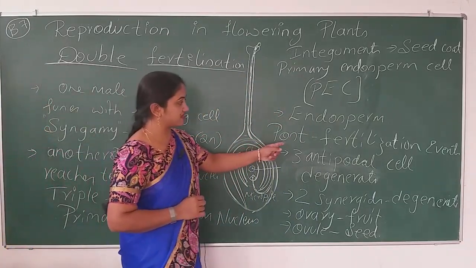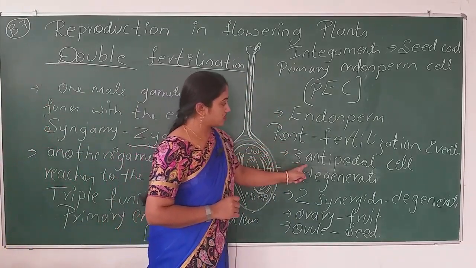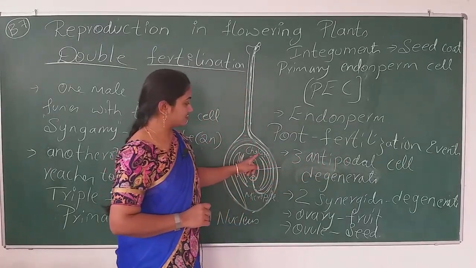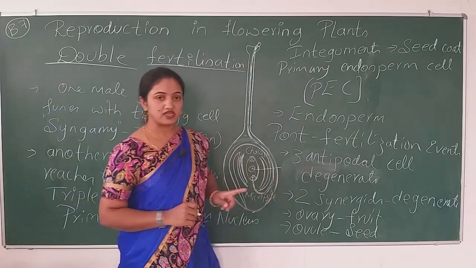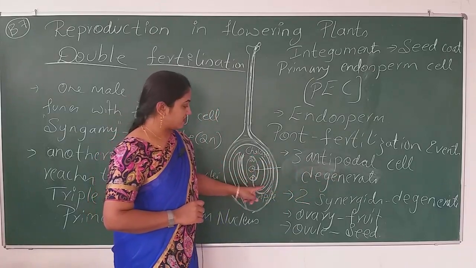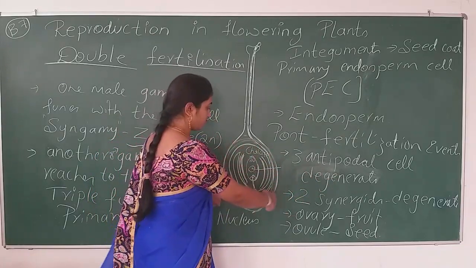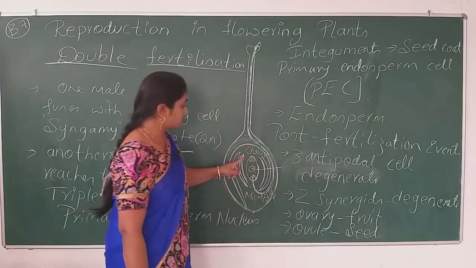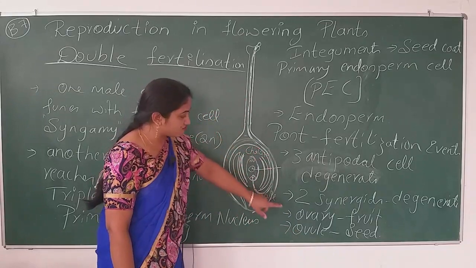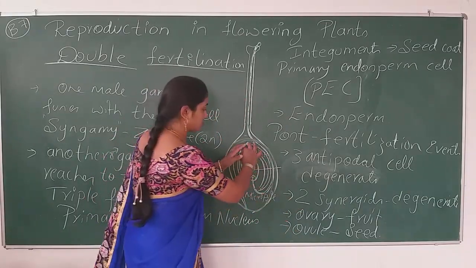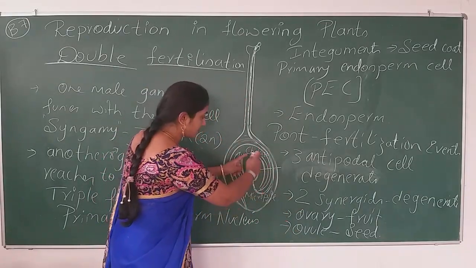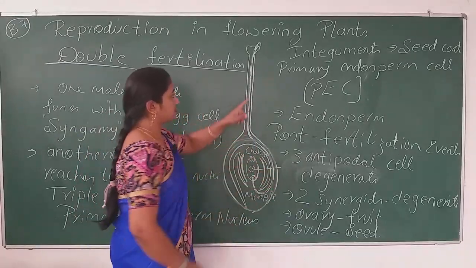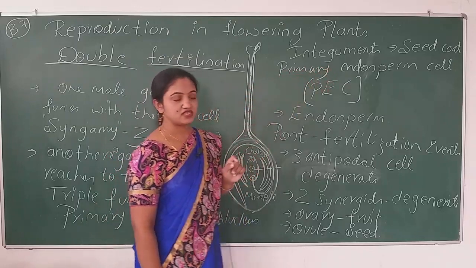So post fertilization event, note down: the 3 antipodal cells degenerate, which are near the chalazal end. The 2 synergids degenerate after work done. This is the ovary that develops into fruit, and this is the ovule, that ovule develops into seed. These integuments develop into seed coat.